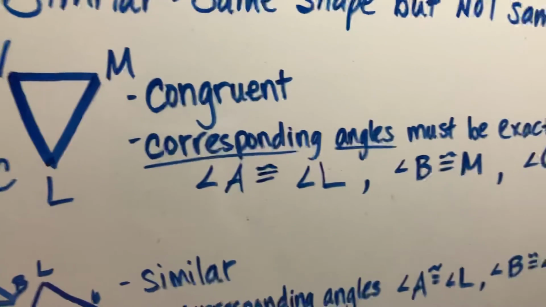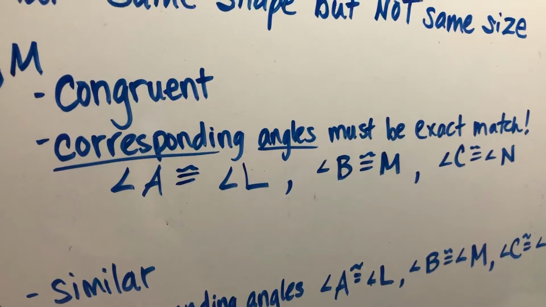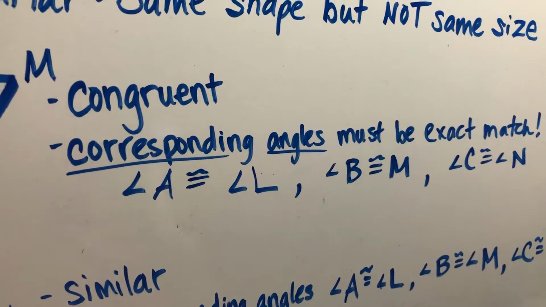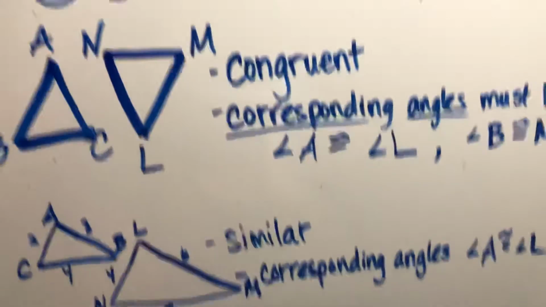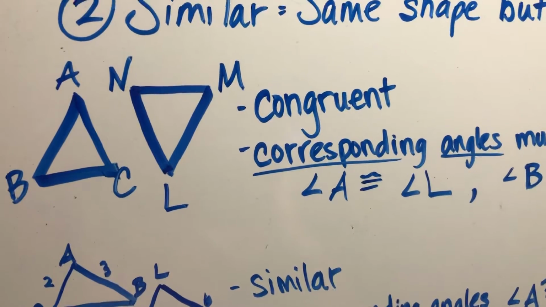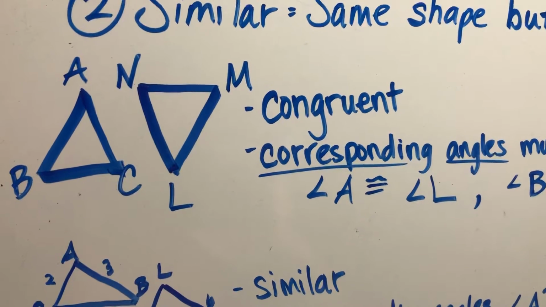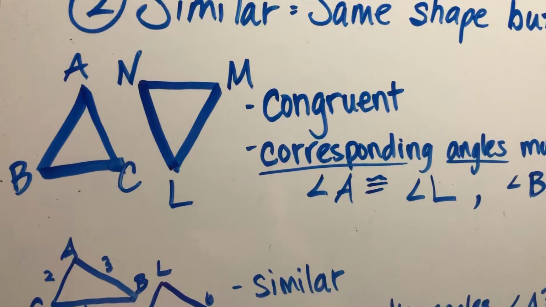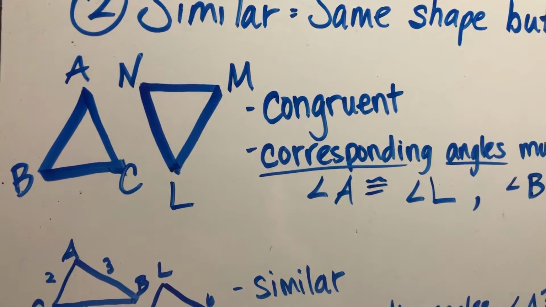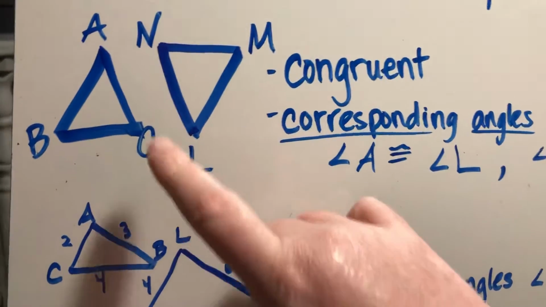Now, here's the tricky part today, guys. Corresponding angles must be the exact match. And as you see here, I used the congruent sign. A is the same as L. And so here's what I mean. See how A is at the top point? Well, the top point of the other triangle, it's flipped upside down, but A is the same as L. Now, if you notice, I'm going to sneak my hand in here.